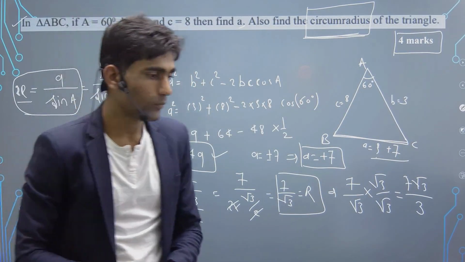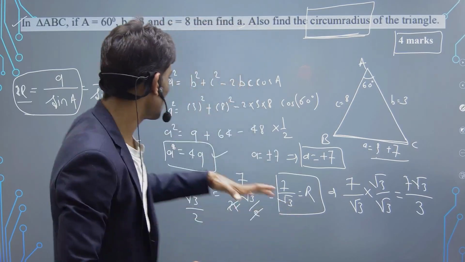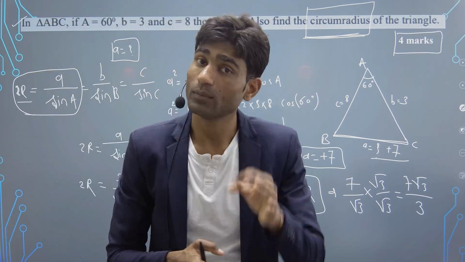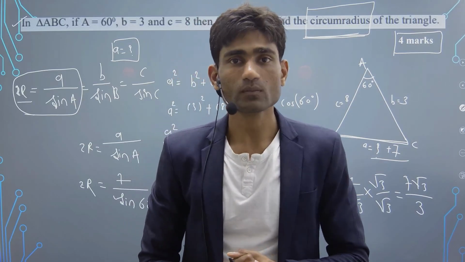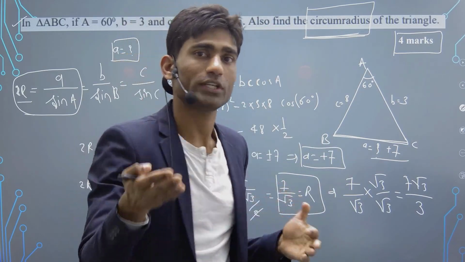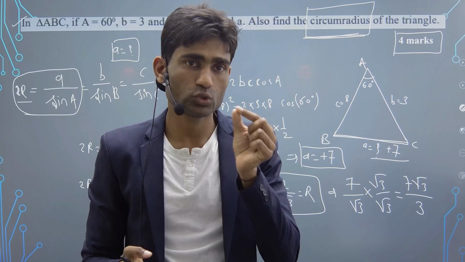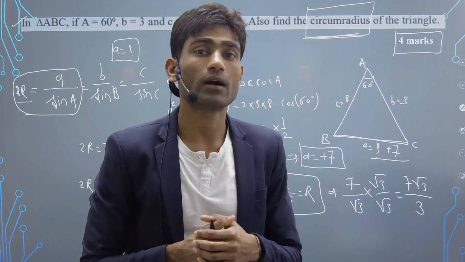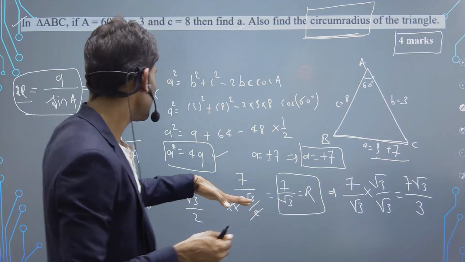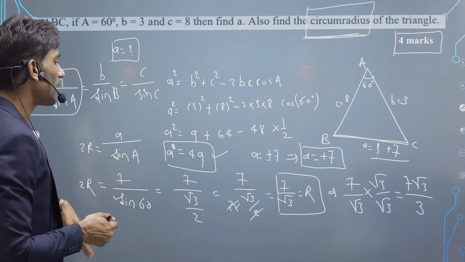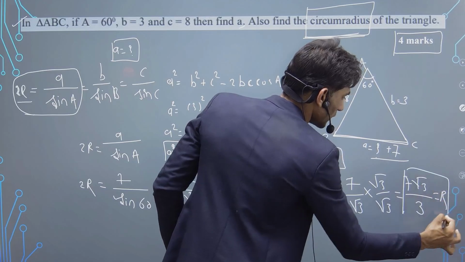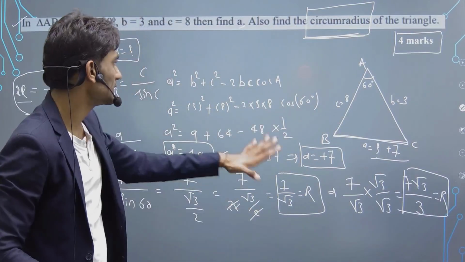I hope you all have understood the solution for this example. Similar examples come in your board exam for 4 or 3 marks. If cosine rules are not there in your board exam, surely examples depend on the cosine rule. So this is our required answer for R, which is 7 root 3 by 3. This is our last answer.